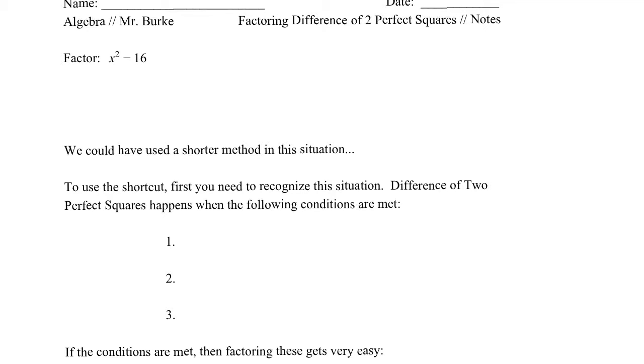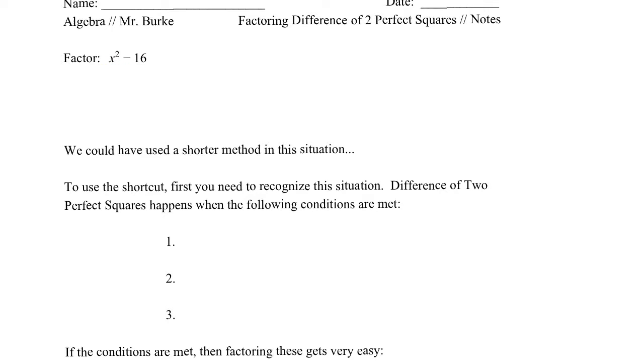If I look at this, my first step is always to check for a greatest common factor, and there's no greatest common factor here. This has x squared. This does not have an x at all, and this has a coefficient of 1. So there's no greatest common factor between these two terms. And it's not a trinomial because it doesn't have 3 terms. It only has 2 terms.